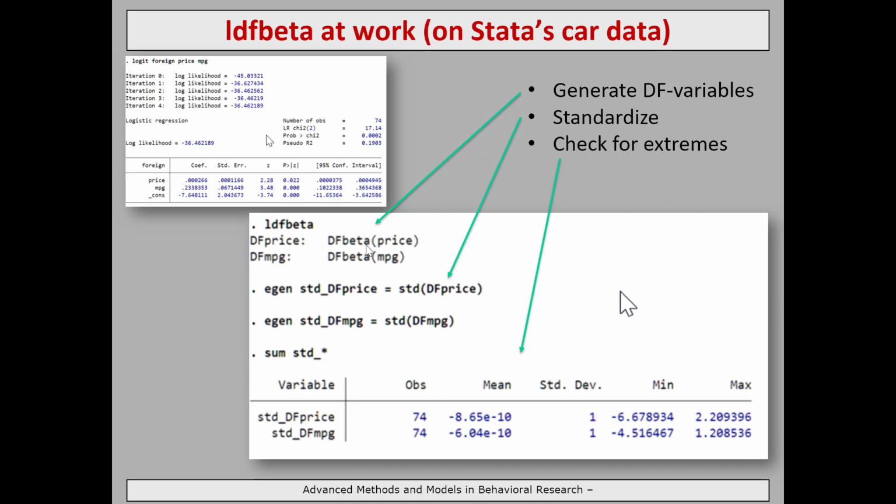So if I create these variables, standardize them, and then look at them to see if I have any extreme cases, here I see values ranging, well, this is way below -3. So this is a reason to look at the cases that have values below -3. This is also below -3, so also for miles per gallon we have a couple of cases that lead to some trouble. And on the positive side we do not see any really extreme values.